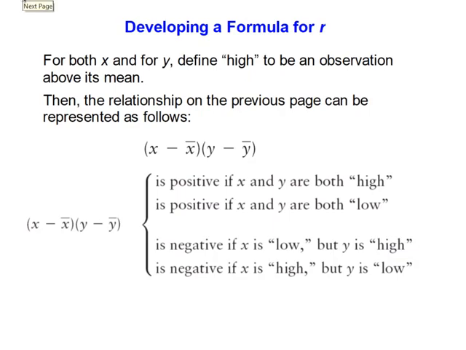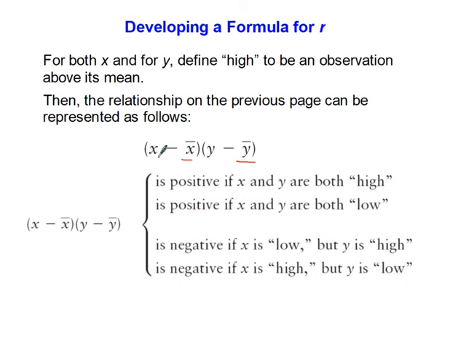Okay, so here's the idea. For both x and y, a high is defined as an observed number above its mean. Then the relationship on the previous page can be represented as follows. If you knew the average of all the x's and the average of all the y's, you could take each individual x, subtract the mean, each individual y, subtract the mean, and take the product of that.